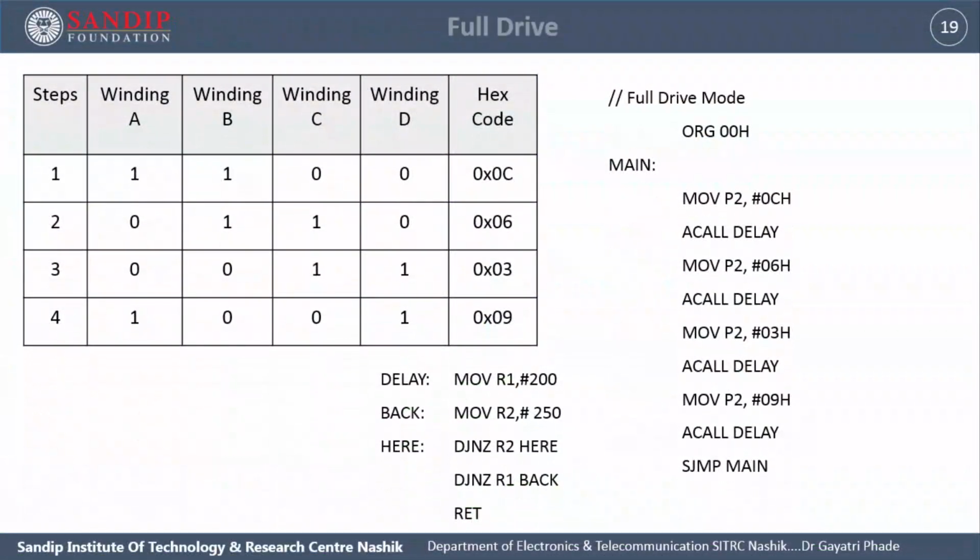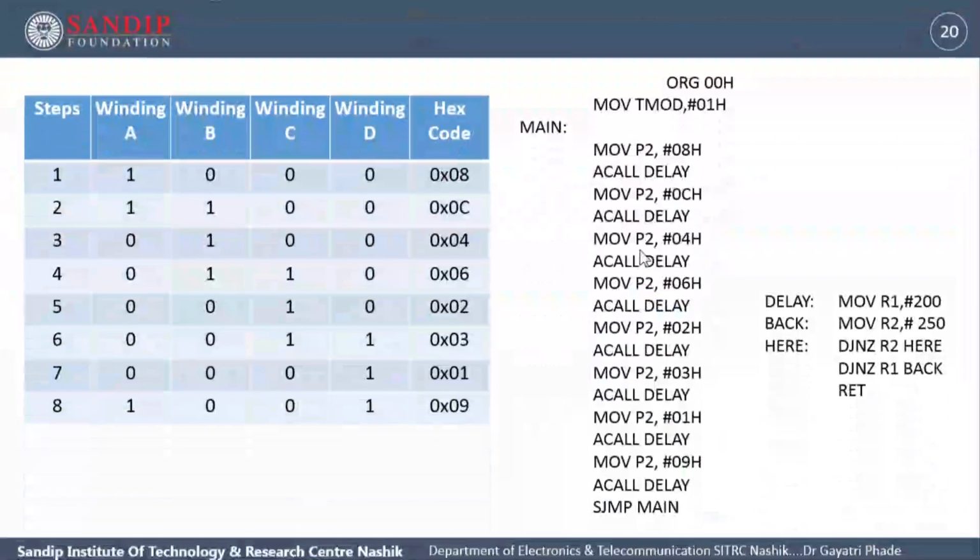Same program we can write in this way. Here directly the hex code is sent to the port, which will give the stepping sequence to the stepper motor connected to particular port pins. So P2 = 0C, delay, P2 = 06, delay, P2 = 03, delay, P2 = 09, delay, and do it again. So this is the simple way of writing a program for interfacing of the stepper motor.